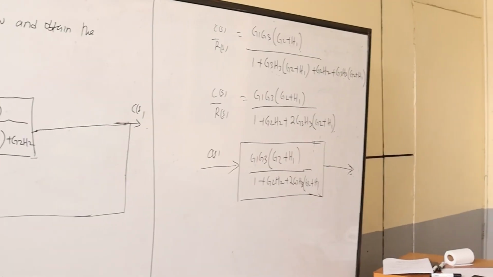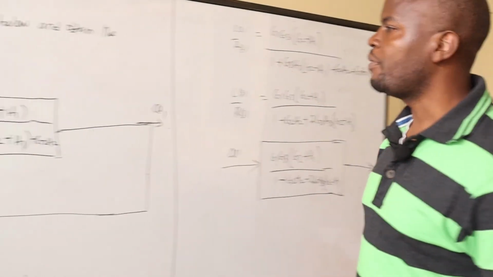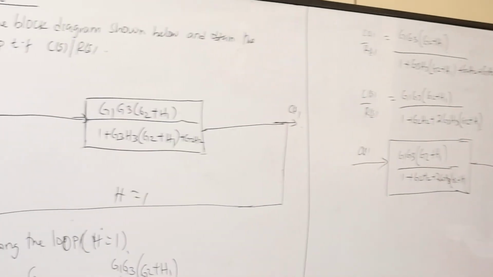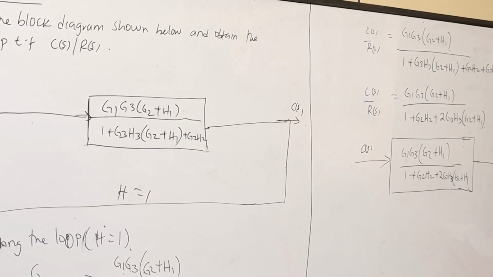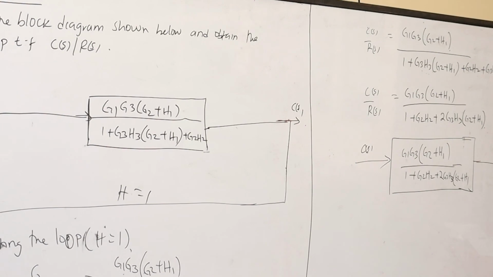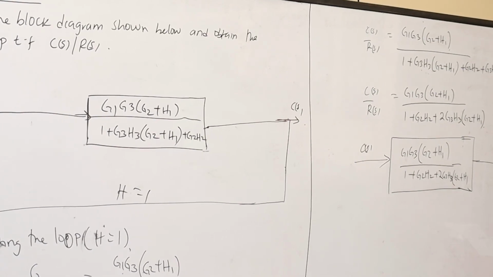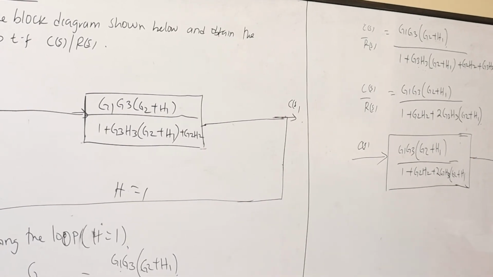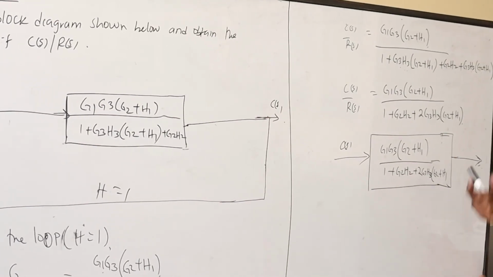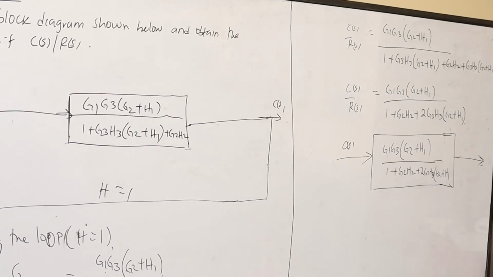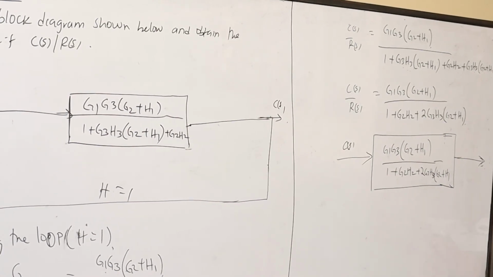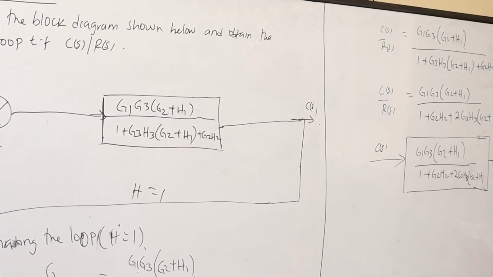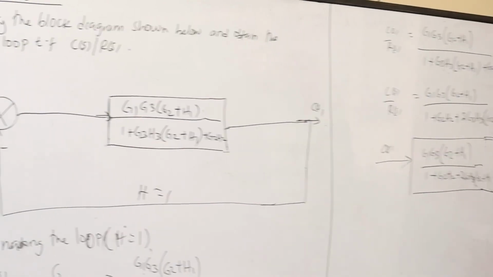Any ratio that you are supposed to obtain must be done after obtaining a canonical block diagram. It is from the canonical block diagram that you can obtain the various ratios that we talked about, be it the error ratio, the primary feedback ratio, the control ratio, or the closed loop transfer function. So that is the end of that particular example.